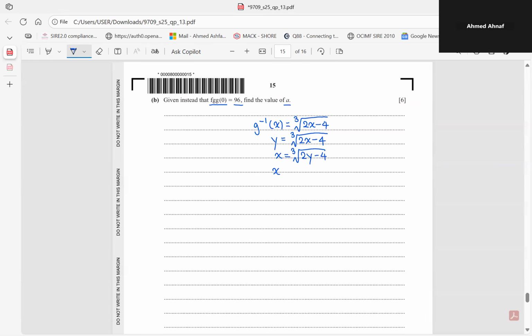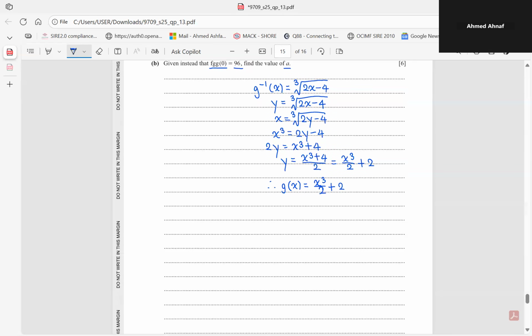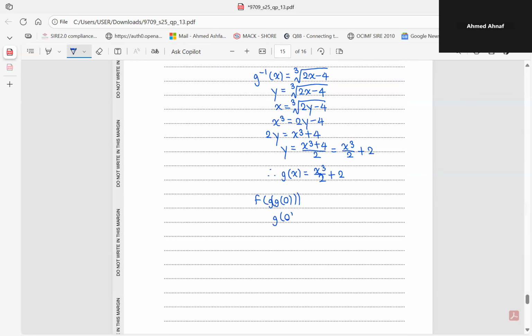So to do that, we're first going to get rid of the cube root. So this would be x cubed equals to 2y minus 4. And then we'll make y the subject. So this is 2y equals to x cubed plus 4. And then y would be (x cubed plus 4) divided by 2. So this is x cubed divided by 2 plus 2. So hence, g(x) is equal to x cubed over 2 plus 2. Okay, now let's find fgg(0). So to do this, we're going to have to first find g(0). That's just 0 cubed over 2 plus 2, which is 2.